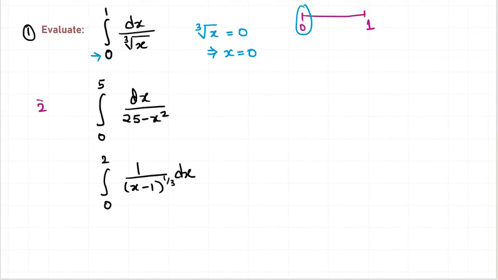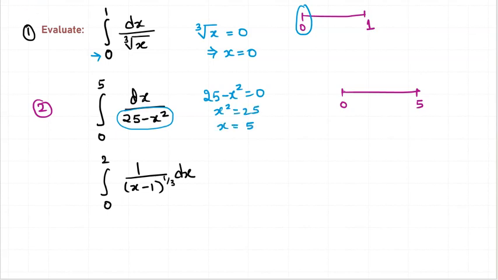What is the other scenario? Let's take example number 2. This integral is from x equal to 0 to 5. Now if we look at the denominator, 25 minus x square equal to 0, this gives you x square equal to 25. That gives you x equal to 5 and minus 5. Minus 5 is not in the range of the integral, but x equal to 5 is. So here the function becomes unbounded at the upper limit.